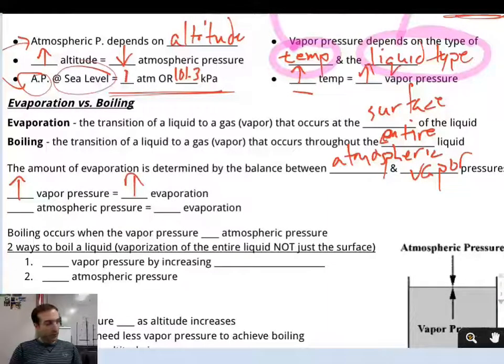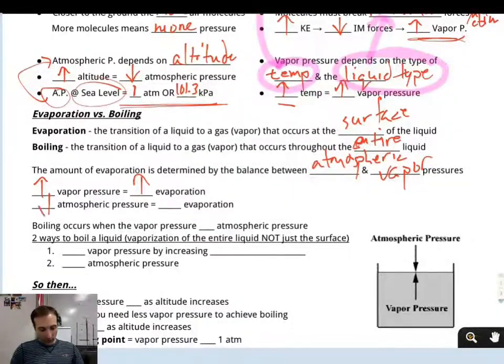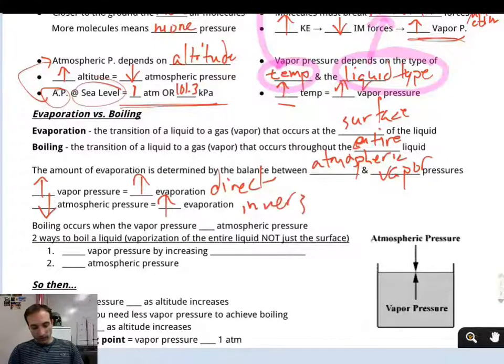Atmospheric pressure works the opposite. If you decrease atmospheric pressure, you increase evaporation. So notice vapor pressure and evaporation, we call this a direct relationship, meaning you increase one, you increase the other. Atmospheric pressure and evaporation, we call an inverse relationship because they're reverse, essentially. Okay, so if you decrease atmospheric pressure, you raise evaporation. Okay.